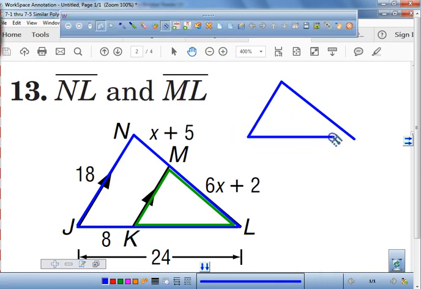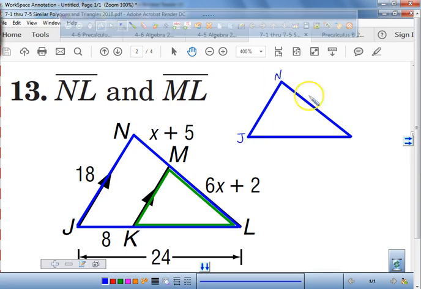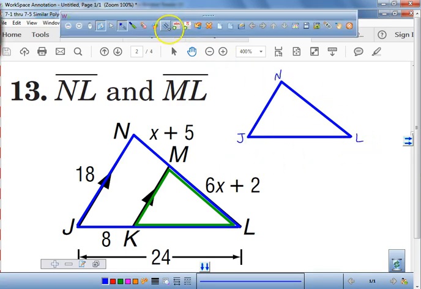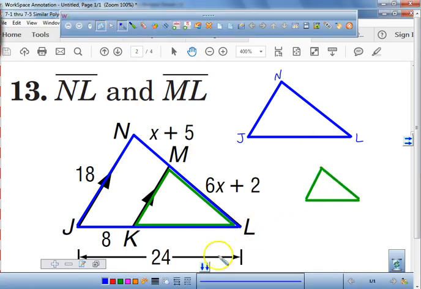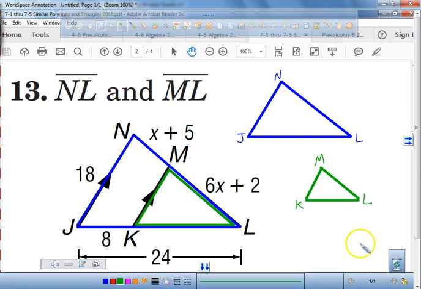So I'm going to make a large triangle right here, and I'm going to label the large triangle. This is J. This is N. And this is L. And then I'm going to make a smaller triangle just underneath it. And I'm going to label this smaller triangle K, M, L. I'm just drawing these side by side, which makes things a lot easier when you're trying to compare sides and lengths. So please do this right now and make those labels.